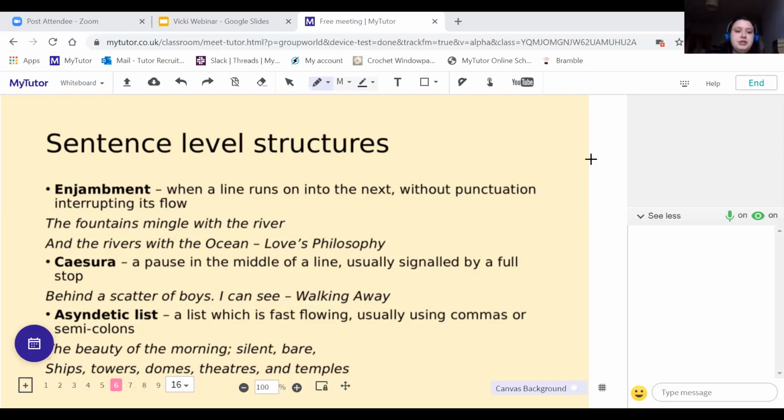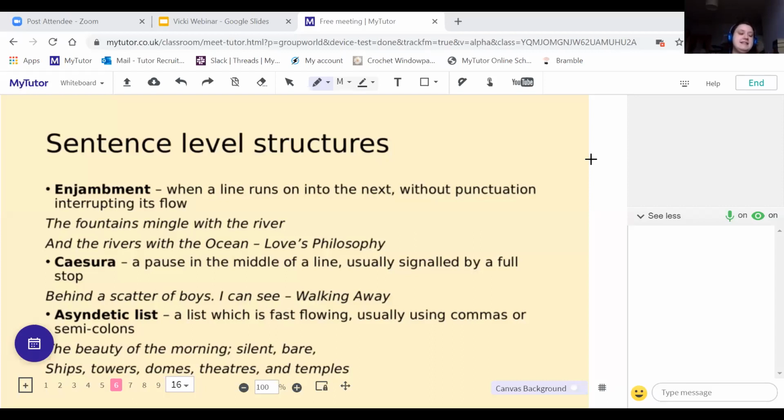Right, so caesura, this is a pause in the middle of the line, usually a full stop. So, behind a scatter of boys, I can see, so that's walking away. That generally signifies the end of something, and tries to make something more poignant.